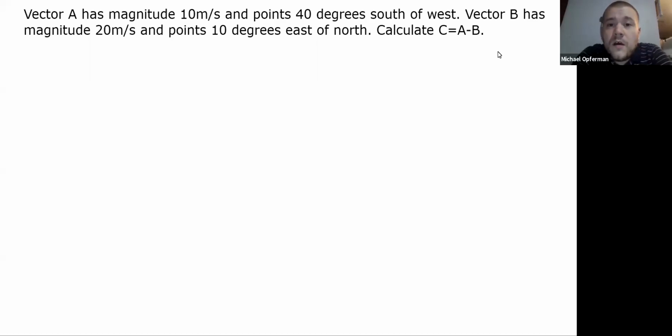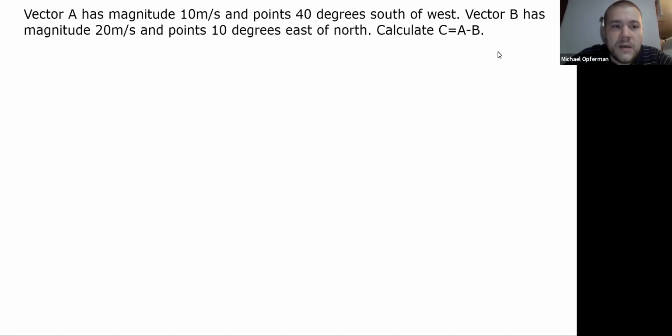One last thing I want to talk about in the world of vector math is subtraction. Most of the time we're going to be doing addition of vectors, but once in a while subtraction will come up. So how do we do subtraction? I'm just going to illustrate this using an example because it's very similar to vector addition.